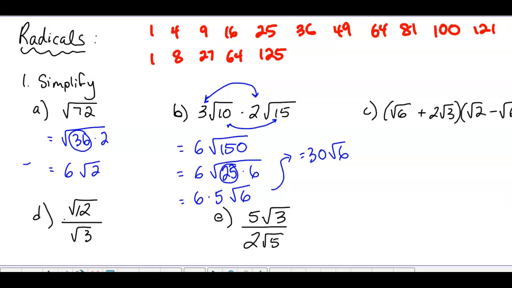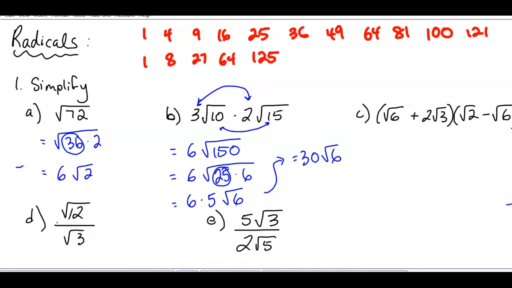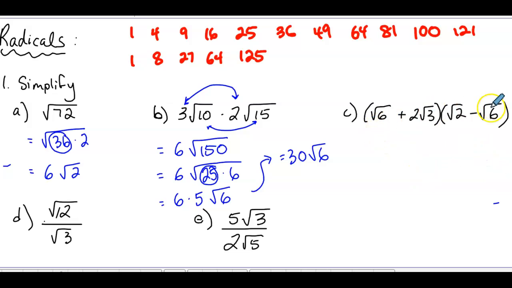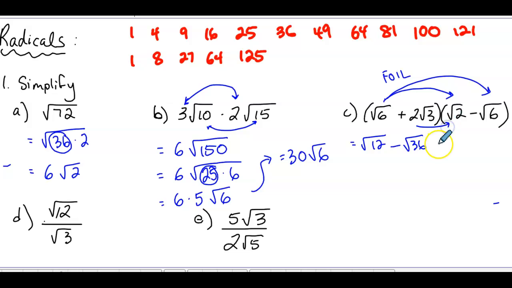Okay, I'm just going to see if I can move my screen a little bit to get in this question. So here, this is distributive property. So if you remember back to polynomials, you may have used the word FOIL to help you expand. So that'll be first together. So that's going to be root 12. Then outside together, it's going to be minus root 36. Inside together is going to be plus 2 root 6. And last terms together will be minus 2 root 18.